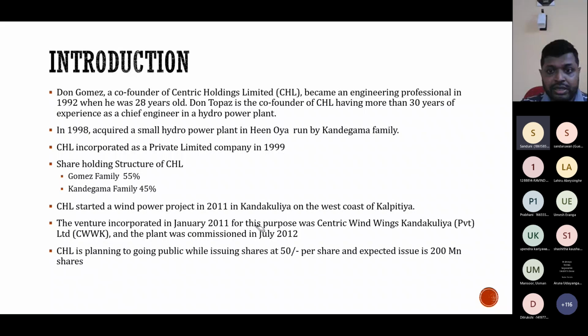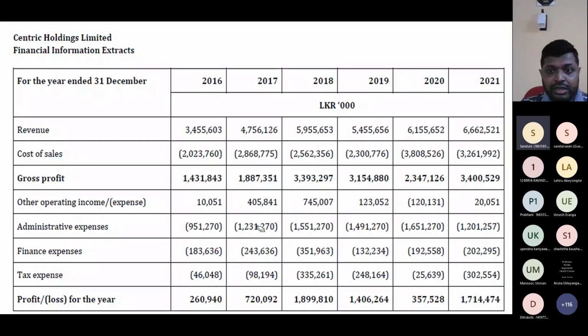These are the Centric Holdings financial information. This financial information says about the revenue generated over the period. You can see that 3.4 billion revenue went up to 6.6 billion revenue over the last 6 years, and cost of sales, GP margin, they have maintained. While doing the vertical and horizontal analysis, you can realize what GP margin they have maintained. Other comprehensive income and expenses are there, other operating income and expenses.